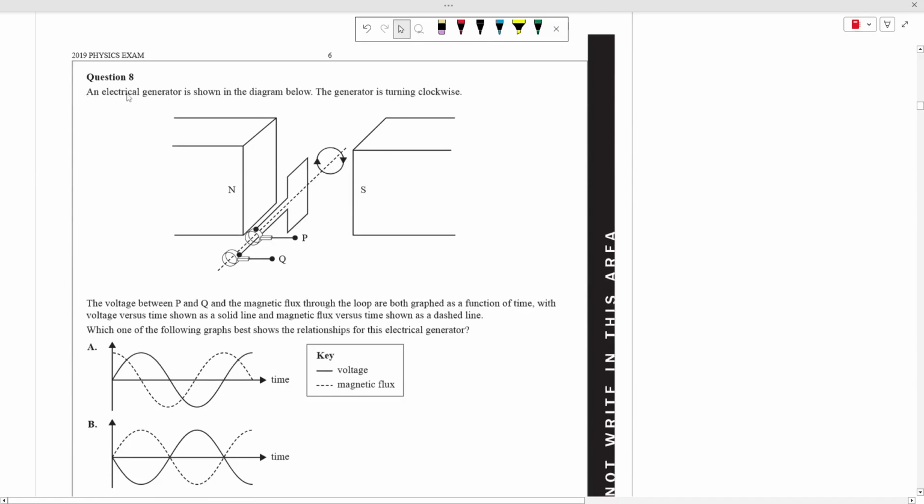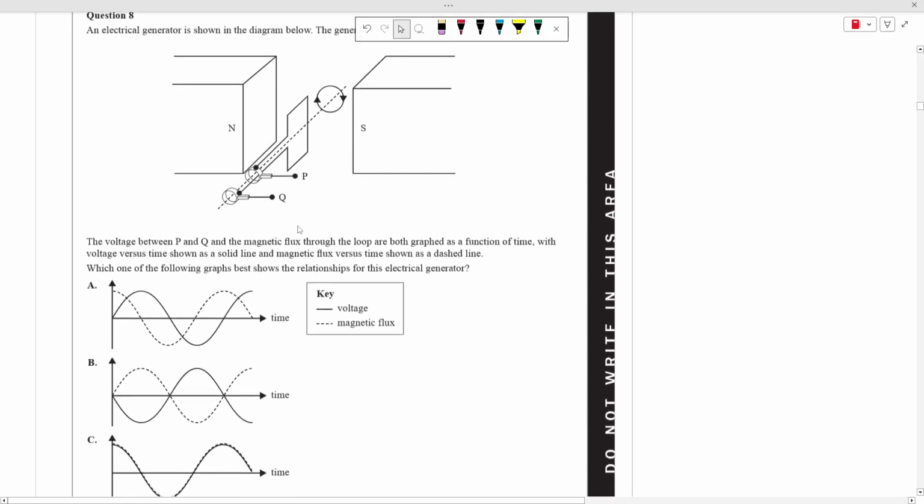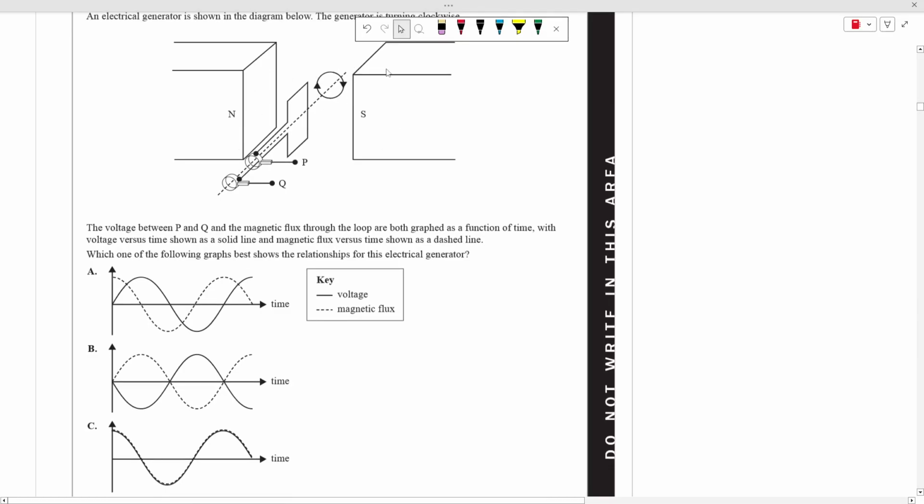Question 8, an electrical generator is shown in the diagram below. The generator is turning clockwise, as you can see here. The voltage between P and Q and the magnetic flux through the loop are both graphed as a function of time, with voltage versus time shown as a solid line and magnetic flux versus time shown as a dashed line. Which of the following graphs best shows the relationships for this electrical generator? Okay, so we've got a generator turning, and we've got a flux and a voltage graph sketched on the same line.